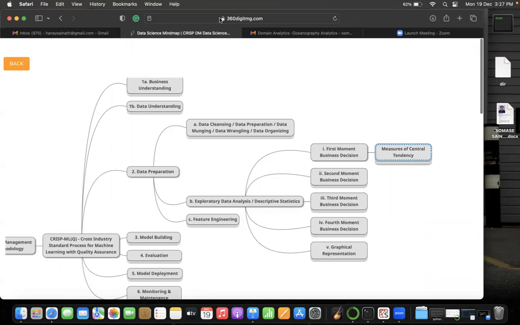So what is the first moment business decision actually? The measures of central tendency are also called the first moment business decision. To begin with, I would like to elaborate why this is important. When we first get the dataset to work with, we usually check which features of the dataset are important to use and whether they are numerical or categorical.